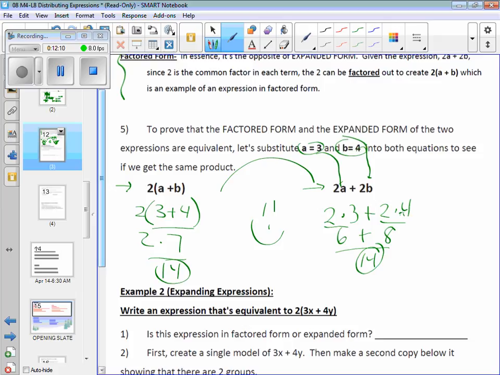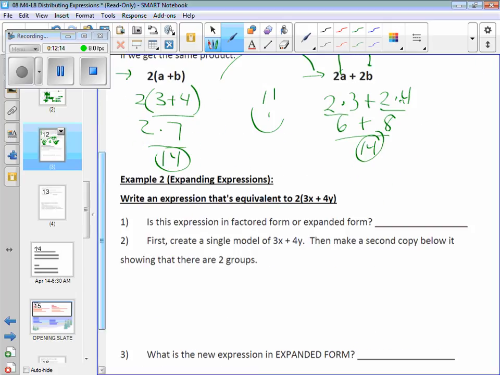Want to practice? Example 2. Example 2 is expanding expressions. They start in what form? What form is this? Brando. Factored form is correct. Write it out. Very nice. Parentheses is your hint.